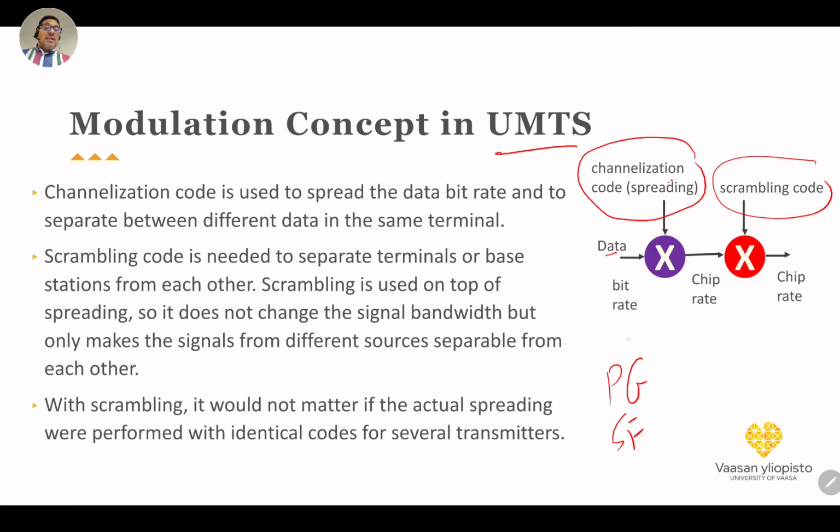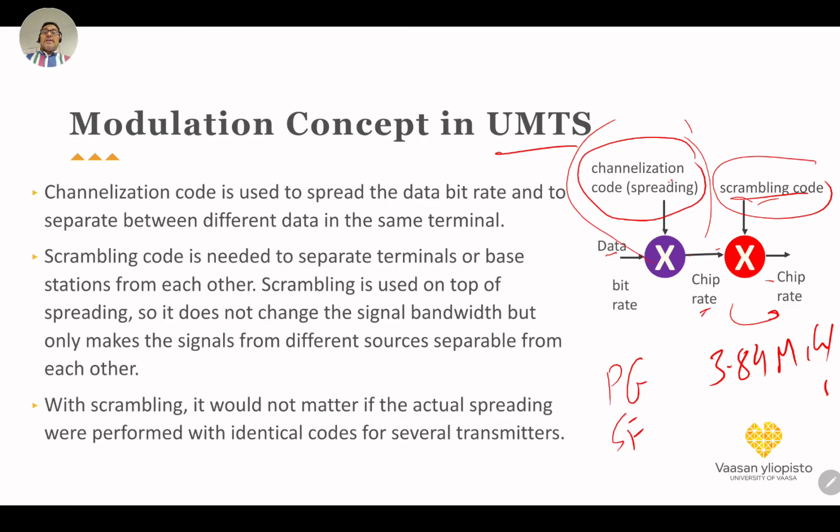So we have data here, and then we have the chip rate and the output. But the scrambling code doesn't change the data rate or the chip rate. So the chip rate is the same, which in UMTS is 3.84 mega chips per second. It is the same, but still we multiply it with the scrambling code, which gives the orthogonality. The orthogonality between users is given here, and the orthogonality between base stations is also given here. Okay, what is the orthogonality here?